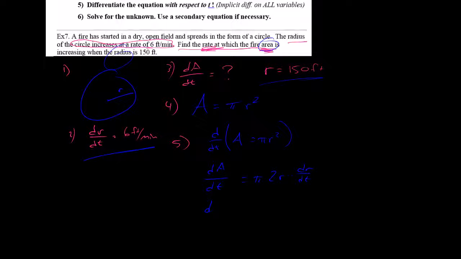So the derivative of our area with respect to time is equal to 2 pi times, what's our radius? 150 feet.